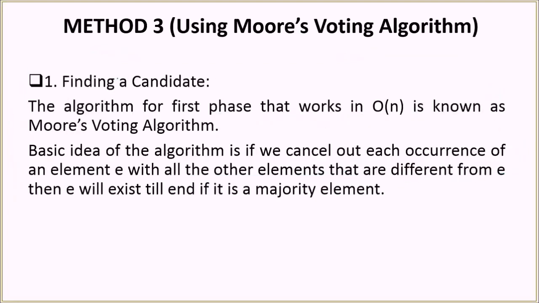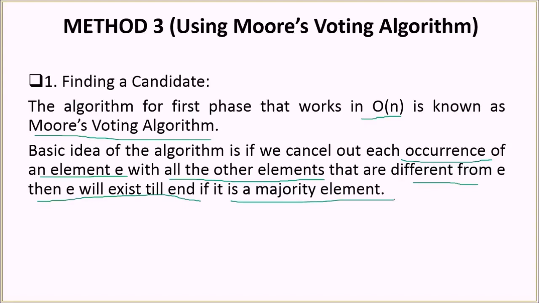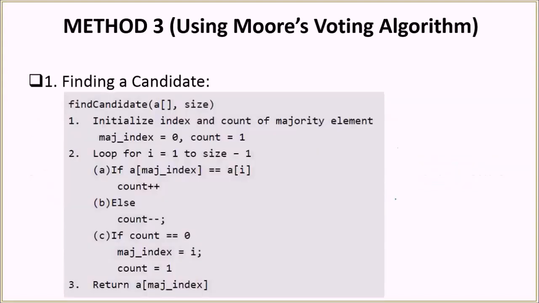To find the candidate, the algorithm works in the time complexity of order of n, and it is called Moore's voting algorithm. The basic idea of the algorithm is that if we cancel out each occurrence of an element E with all the other elements that are different from E, then E will exist till the end if it is a majority element. So this is Moore's voting algorithm.